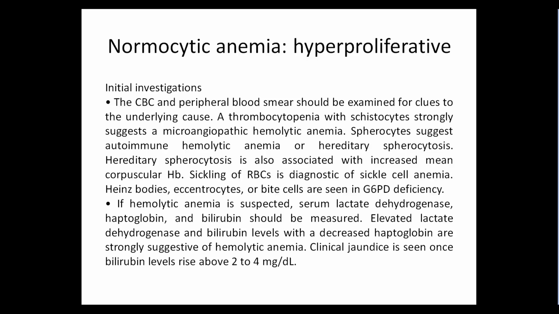G6PD deficiency. If hemolytic anemia is suspected, serum lactate dehydrogenase, haptoglobin, and bilirubin should be measured. Elevated lactate dehydrogenase and bilirubin levels with decreased haptoglobin are strongly suggestive of hemolytic anemia. Clinical jaundice is seen once the bilirubin level rises above 2 to 4 milligrams per deciliter.